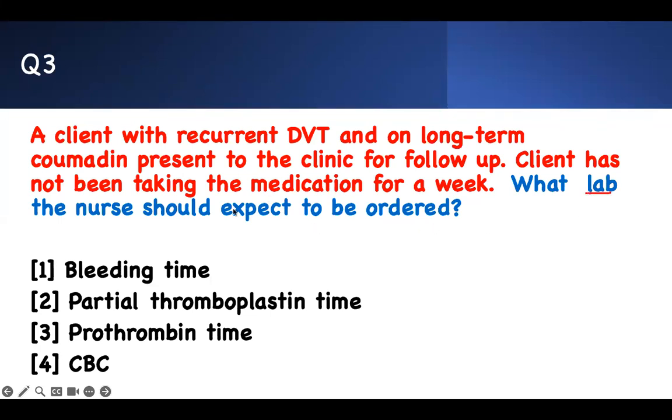What lab should the nurse expect to be ordered? A client with recurrent DVT and on long-term Coumadin presents to the clinic for follow-up. The client has not been taking the medication for a week. Rewrite it. Just focus on the buzzwords. Client with DVT on Coumadin has not taken medication for a week. What do you expect? You see four numbers. I put it together. It's a trap, just trying to make you think.